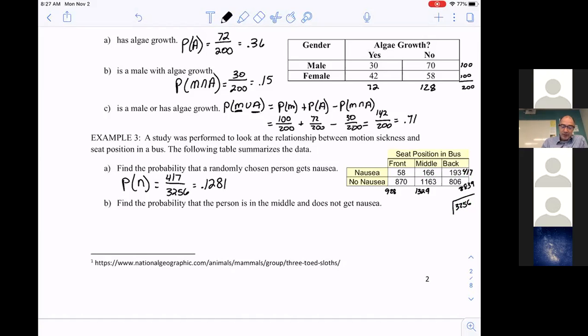Find the probability the person is in the middle and does not get nausea. Again, we haven't established variables, so we'll just write this one out. We got middle and nausea.